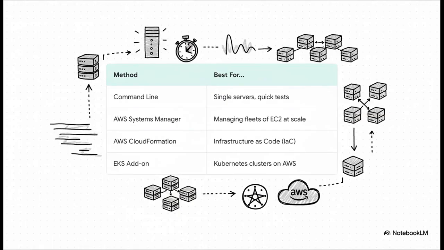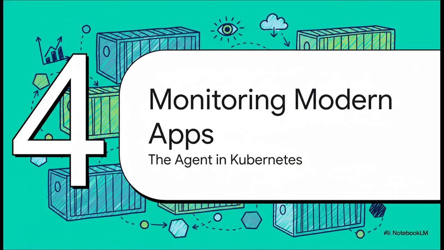You'll also get to pick the right tool for the job when it comes to how you install it. Just playing around on one server? The command line is perfect. But what if you have hundreds of EC2 instances? You're not going to do that manually. That's where something like AWS Systems Manager becomes your best friend. If you live and breathe infrastructure as code, you can just build it right into your CloudFormation templates. And for Kubernetes, well, there's a special EKS add-on that makes life super easy, and we're going to talk about that right now.